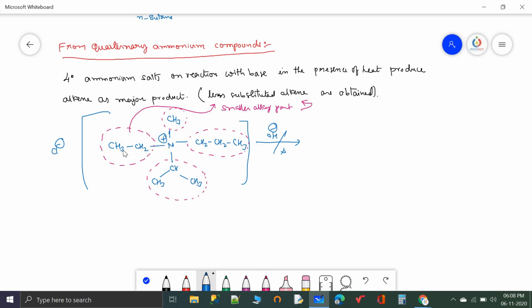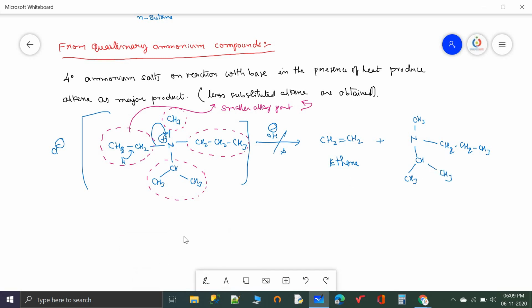Here one hydrogen will shift over there, and the sigma bond electrons will shift over to the nitrogen. So nitrogen gets the lone pair of electrons, so that we get the ethene molecule plus nitrogen with the methyl part. We shall write down the straight chain CH2, CH2 and the CH3. Here we will write the isopropyl part, CH3 and CH3. In this way we get the less substituted alkene.